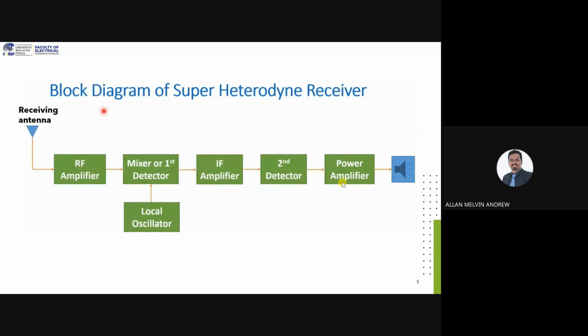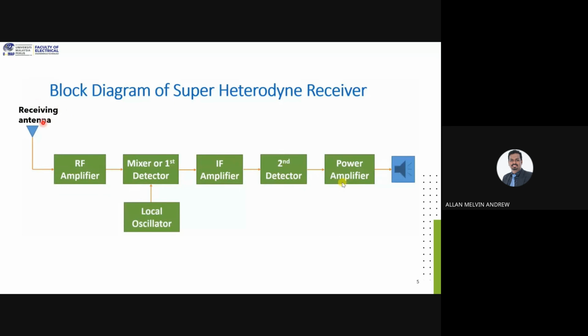Okay, so the block diagram of the superheterodyne receiver. We have a receiving antenna. All this process will be at the receiving end. Last week we saw the transmitting end. Let's say you want to send a message from Kangar to Kuala Lumpur. You have a transmitting antenna at Kangar and a receiving antenna at KL. So this process happens at the receiving end.